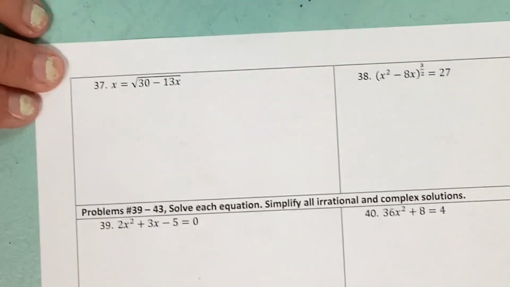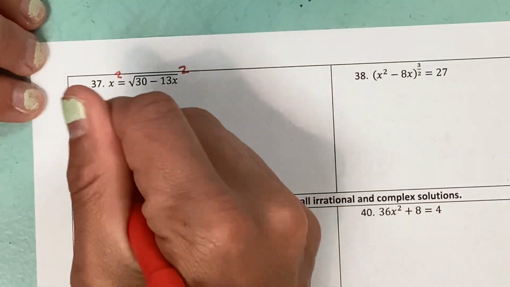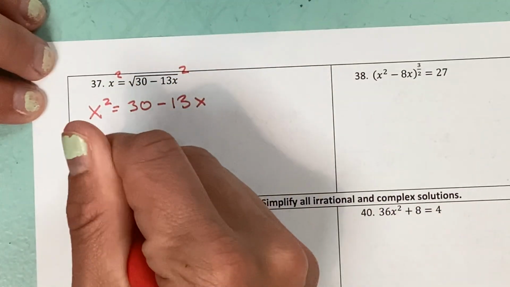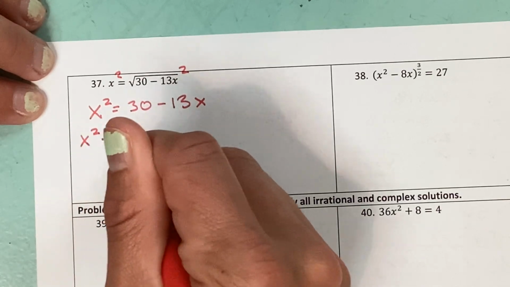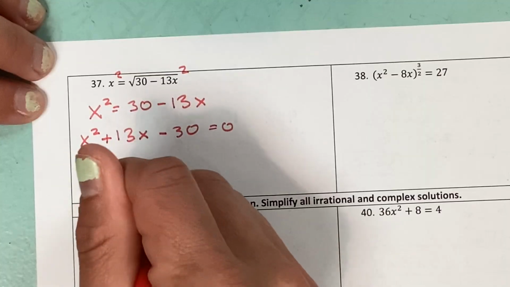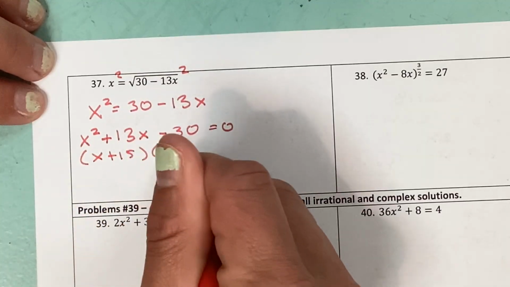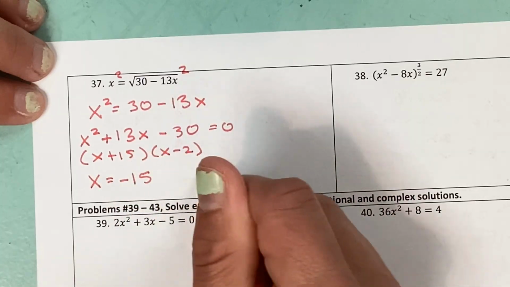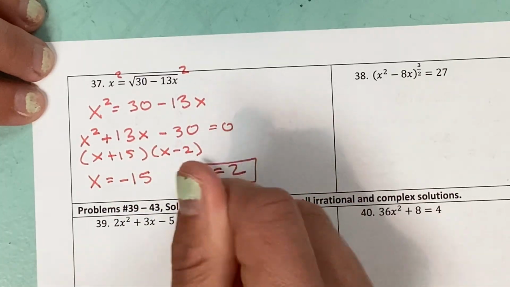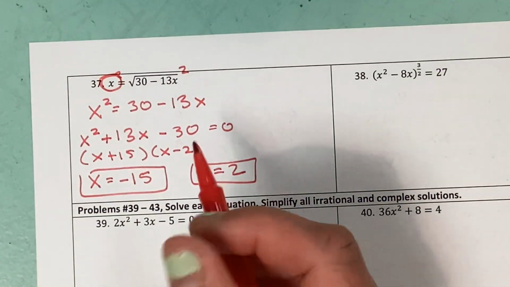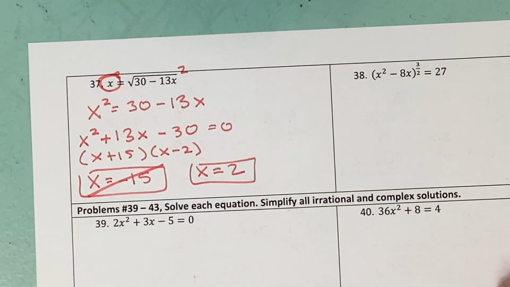All right. Last page, I'm going to square. And now this is a quadratic, so I'm going to move everything to one side and factor. So x plus 15, x minus 2. So my solutions are negative 15 and 2. But we got to check them, so we got to plug them back in here to make sure we don't get a negative number. So this guy here is extraneous.